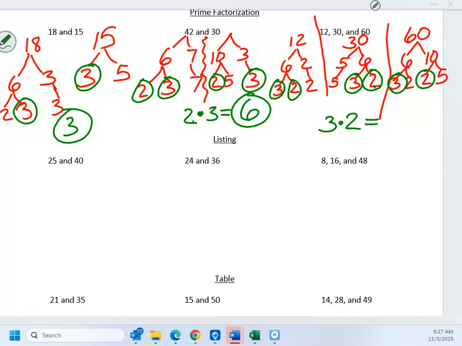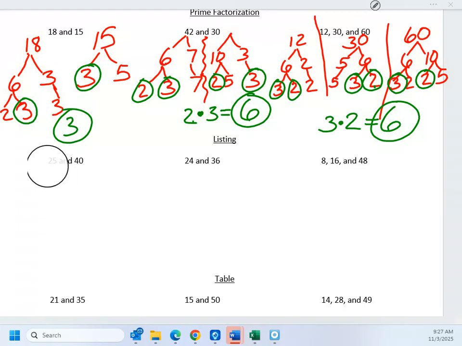So what is our greatest common factor? Avery? 6. 3 times 2 is 6. So you only look at the primes, the bottom row, and you can only use numbers that all 3 of them share. You can only use that number once. Right, so we circle it to know it's been used. So that is the prime factorization method.